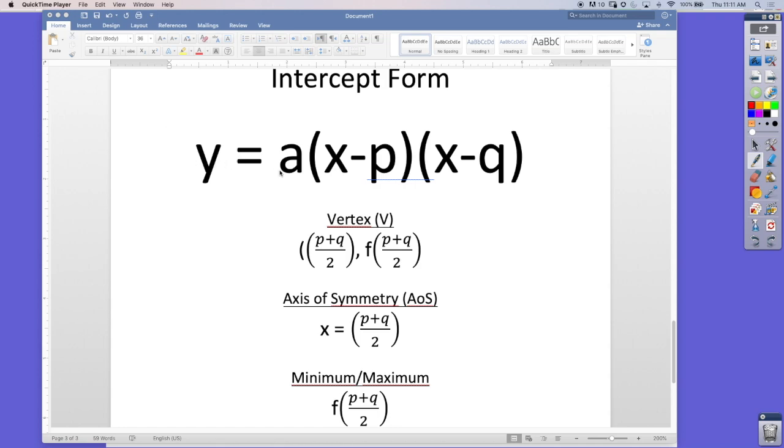It looks like y equals a times (x minus p) times (x minus q). So the vertex for this one is (p plus q) divided by 2 for the x. And the y of this is going to be, after you find the x, you plug it in. The axis of symmetry is always going to be your x as an equation. Your maximum or your minimum is going to be the y for that. So pause this now and copy it.